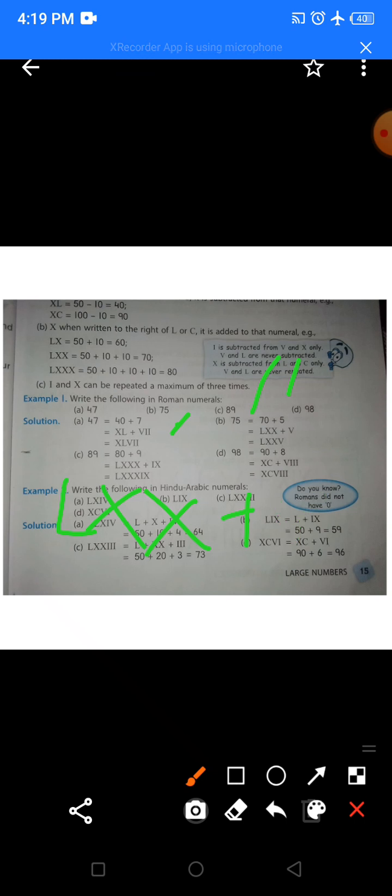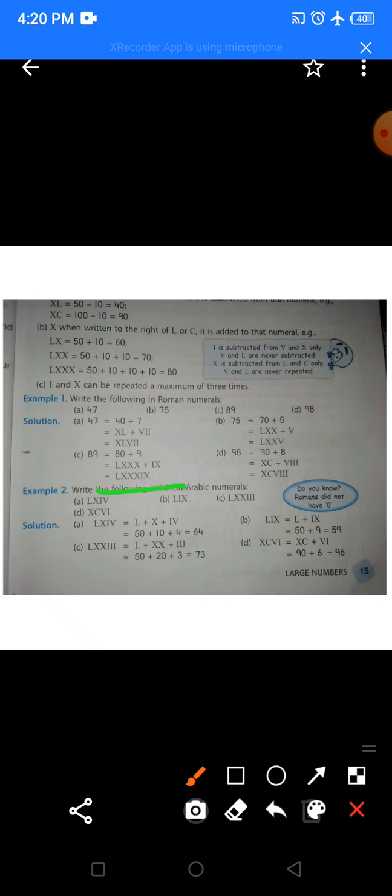Yes? Then again, how will you write 89? Again, you will break it into tens. Yes, 80. How will you write 80? 50 plus 3 times 10. Then you have 9. Look here. Then what will you do? You will write both of them together, just like here.